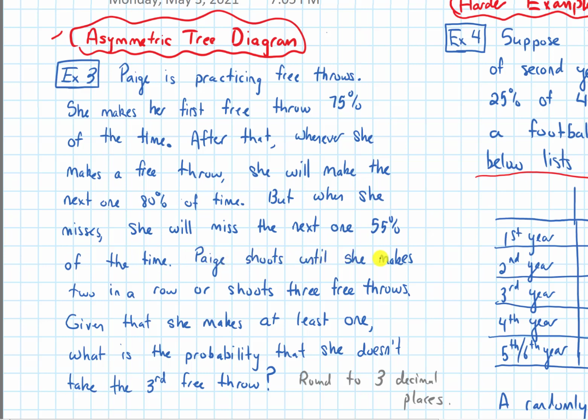Paige shoots until she makes 2 in a row, or shoots 3 free throws. Given that she makes at least 1, what is the probability that she doesn't take the 3rd free throw? And round to 3 decimal places.